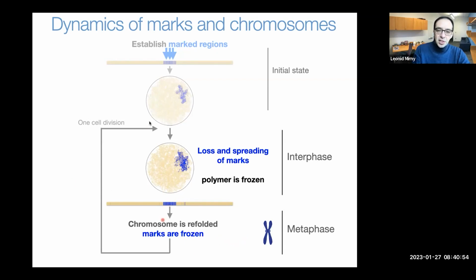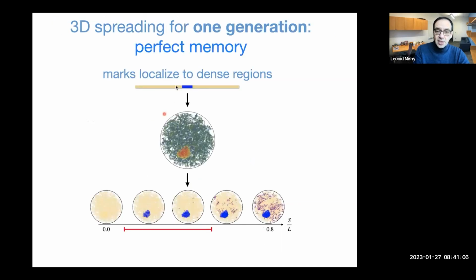And so then we're going to iterate this over many cell cycles. So that's the setup. And the first thing we ask is, what's going to happen during one cell cycle? So we just impose the marks and we see what happens to them in one cell cycle. And the surprising answer is that for one generation, you can achieve a very stable memory.